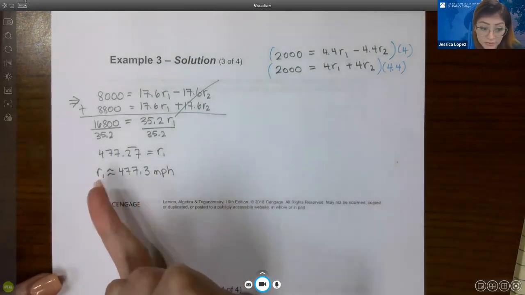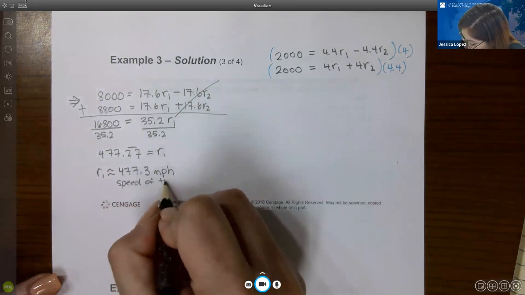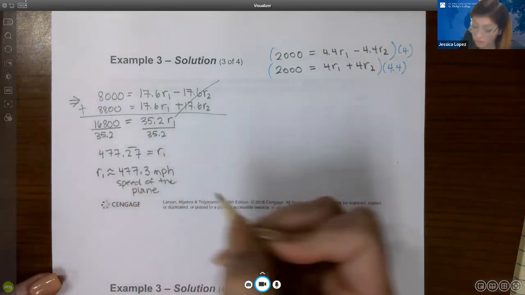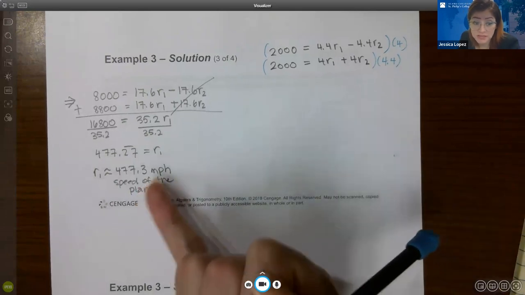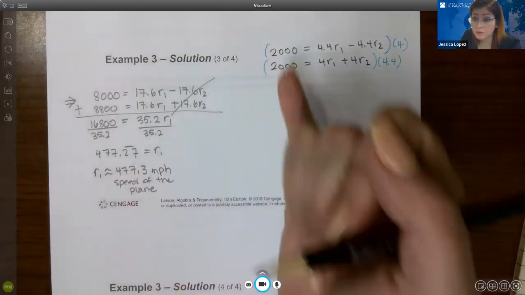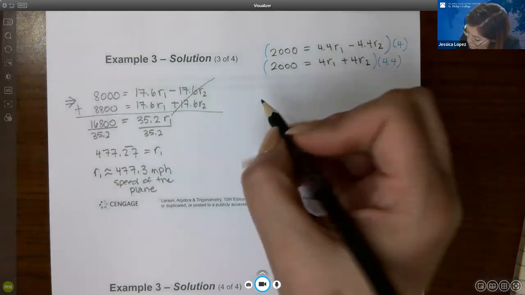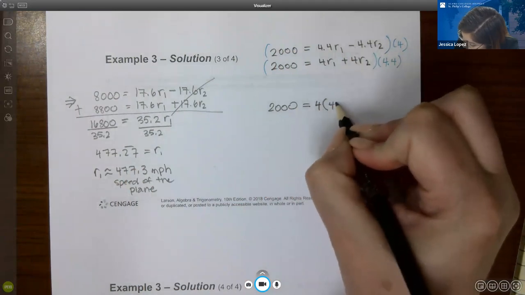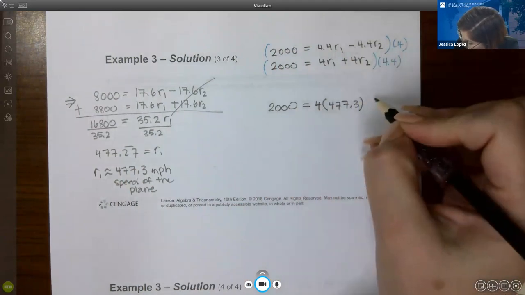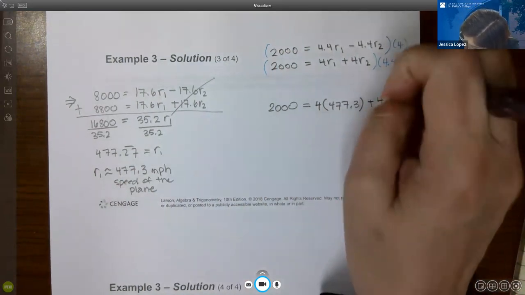Now, what is that? That's the rate of the plane. So this is the speed of the plane. That is what R1 represented, okay? R2 represented the speed of the wind. So we still haven't found that. So what I'm going to do is take this R1 value and plug it into either one of these equations. I'm going to use the bottom one because it doesn't have the 4.4s. So I'm going to go to the bottom and say 2000 equals 4 times this R1 plus 4 times R2. I don't know what R2 is, so I'm going to keep it as R2.